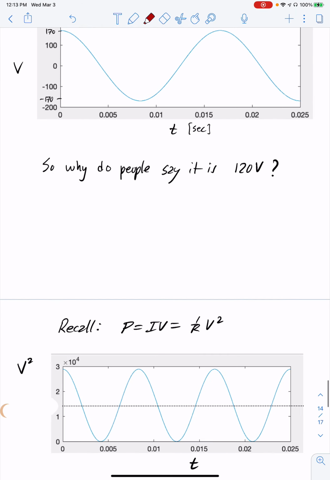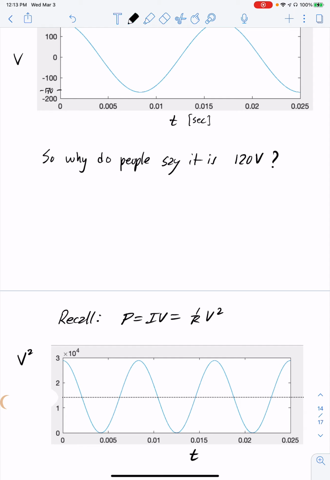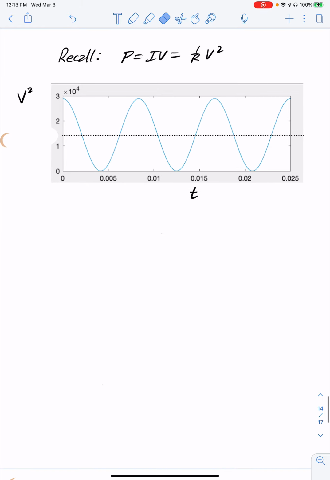Okay, well, let's go back to our calculation of power. We saw that we could express the power as 1 over the resistance times the square of the voltage. Now, if we graph the square of the voltage, we see that it also oscillates, of course, but it doesn't oscillate about 0. It oscillates about the midpoint.